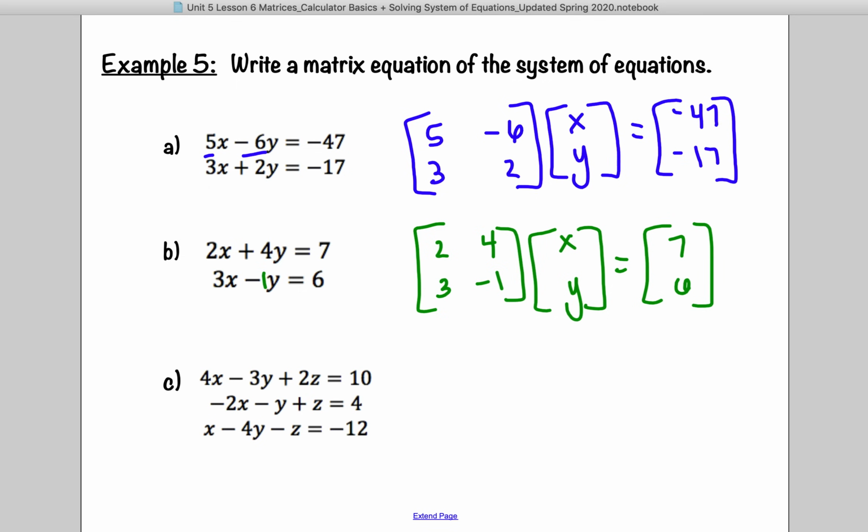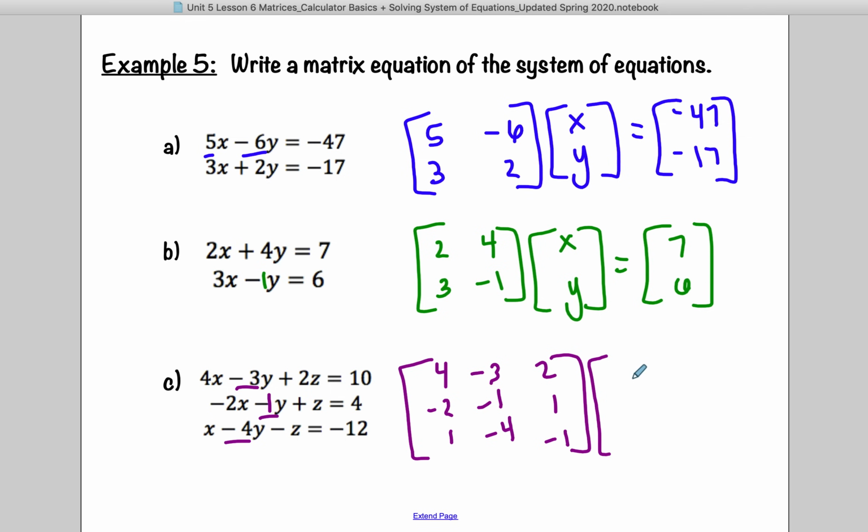And the last one, 3 by 3, but same idea. Just all of our x values in a column, all of our y values, and then our z's. So I got 4, -2, 1 for x's. Now my y's, -3, -1, -4, and then z's. 2, 1, -1.